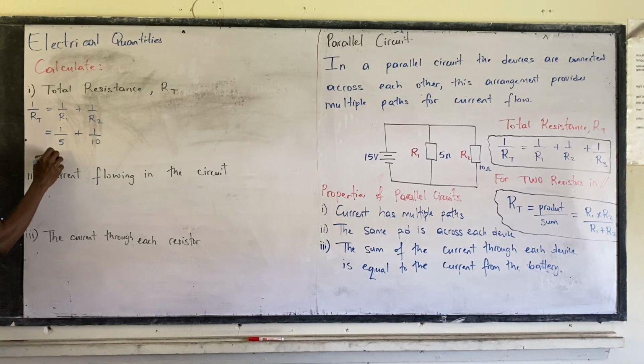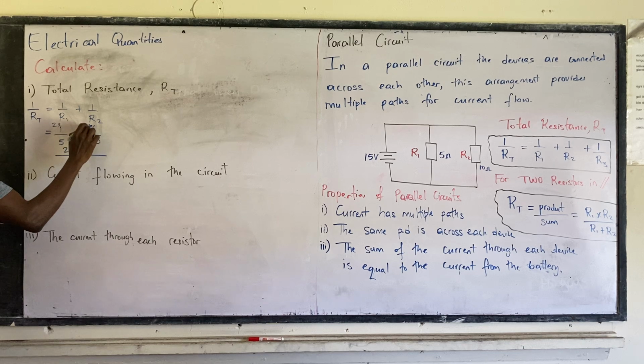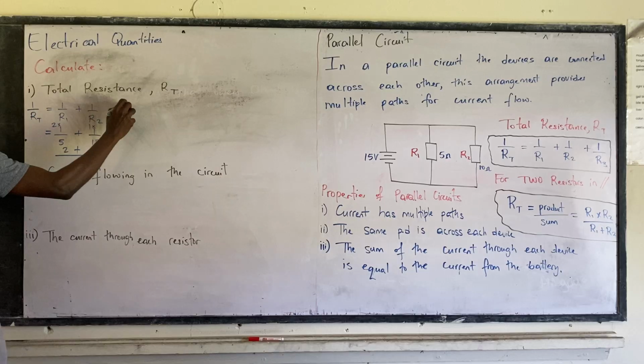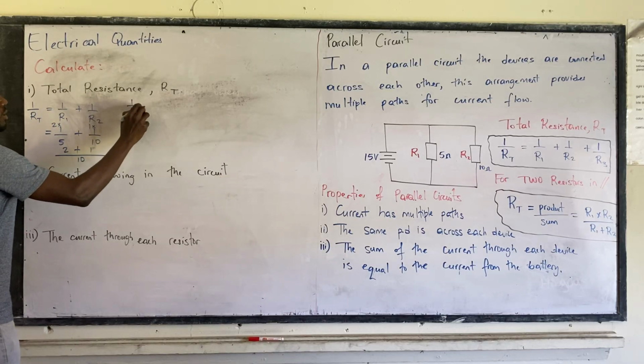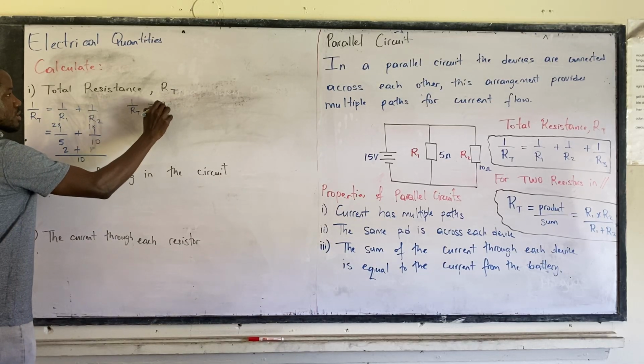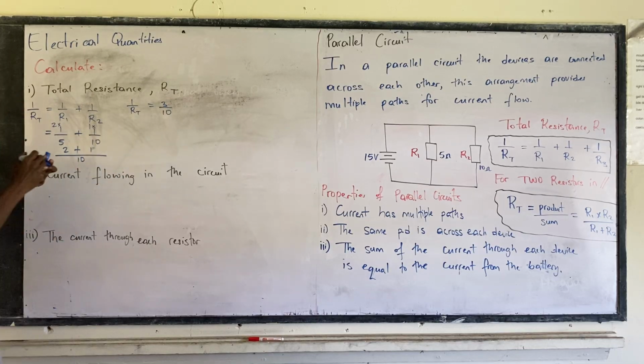Now for this, we're going to find an LCM, which is going to be 10, right? Because the number we choose must be divisible by both numbers. So we choose 10. 5 can go into 10 2 times, so we're going to say 2 times 1 is 2. 10 into 10 goes 1 time, so that's 1 times 1. So that's 1. So we're going to get 1 over RT is equal to 2 plus 1 is 3, over 10.